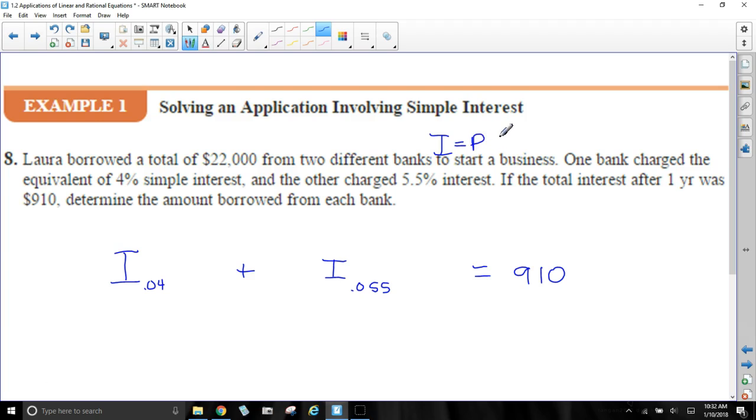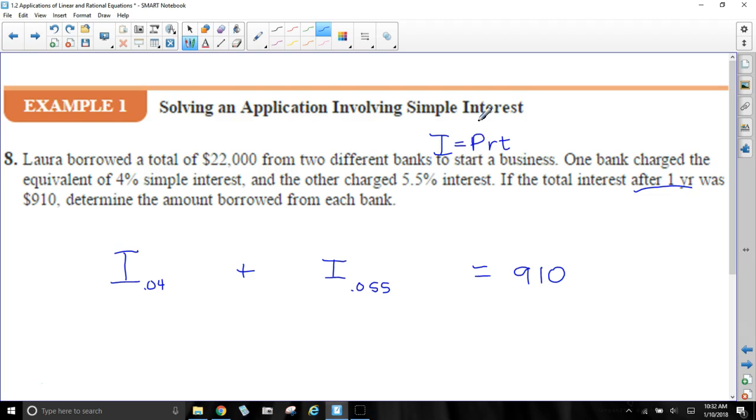Okay? Now, remember from the previous discussion that interest is figured by computing the amount that was borrowed, the principal amount that was borrowed, times the interest rate times the time. Okay, now we know what the interest rate on each of these accounts was. We know that the time is 1 year. And so the question is, how do we know how that $22,000 was split up?